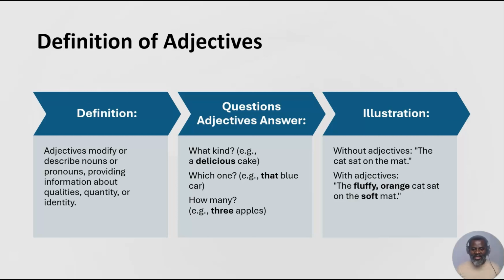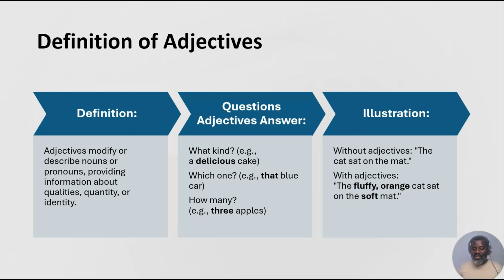Let me illustrate this in a sentence as you can see on your screen. We have a sentence without adjectives. The cat sat on the mat. Now imagine, if you are writing your descriptive composition and you wrote that, yeah, that will be good. It gives us information, but it will not be a bit more descriptive. So that's why adjectives are important.